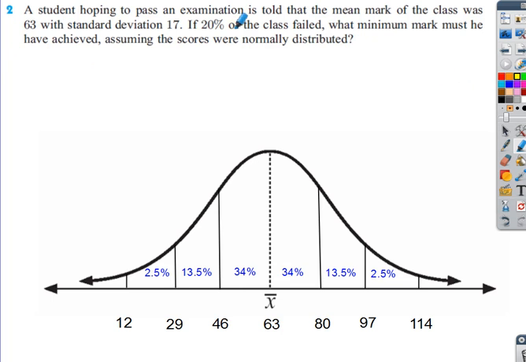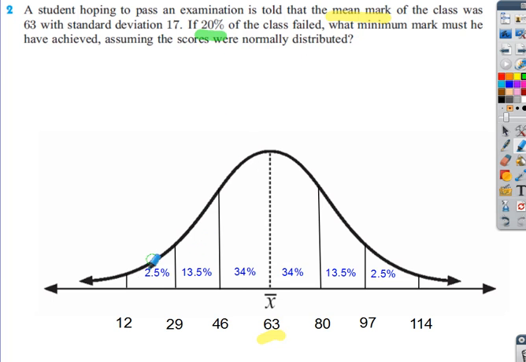We've got students hoping to pass an exam and told the mean mark, average mark here, of the class was 63, which I've written down here, 63, standard deviation is 17. So I've gone up in 17s this way and down in 17s that way. If 20% of this class failed, what minimum mark must they have received? So they're looking at 20% of the class failing.